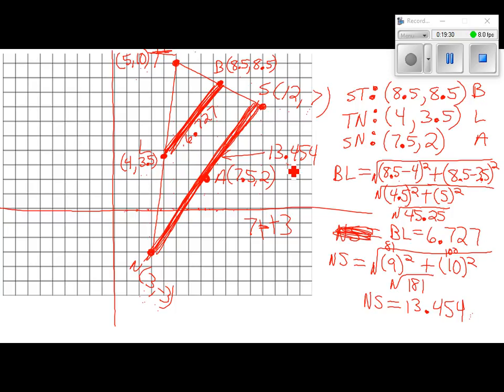So the mid segment's always half as long. This mid segment's always half as long as the side of the triangle that it's parallel to. Now if I did this and connected this one, then this mid segment should be half the length of that one right there. So instead of doing the distance formula on both these, I could do the distance formula on this one and then just double it to get the length of the side of the triangle, and we should be fairly close.